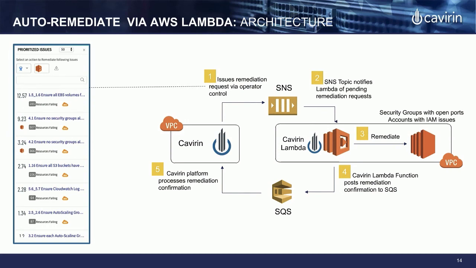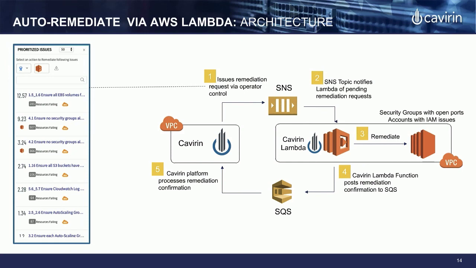It picks up the findings that it needs to remediate, and then the Lambda function goes off and remediates. In this particular example, and in the example that Dave will show you, it's actually remediating ports in security groups, and then fixing them using the Lambda function.